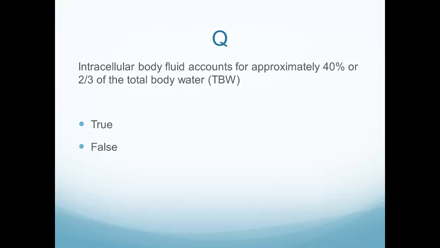So let's take a look at some questions regarding our intracellular and extracellular compartments and body water. Let's take a look at our first one here. Intracellular body fluid accounts for approximately 40% or two-thirds of our total body water. What do you think? Is that true or false? This question is going to be false. Well, didn't we say that intracellular body fluid accounts for two-thirds of the total body water? Yes, but it's not 40% of the total body water, it's 40% of the total body weight.